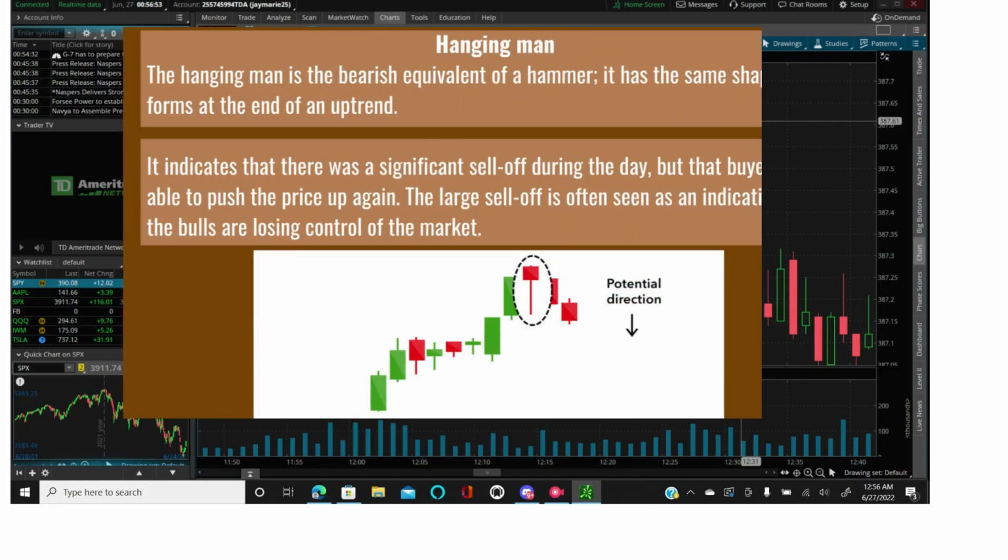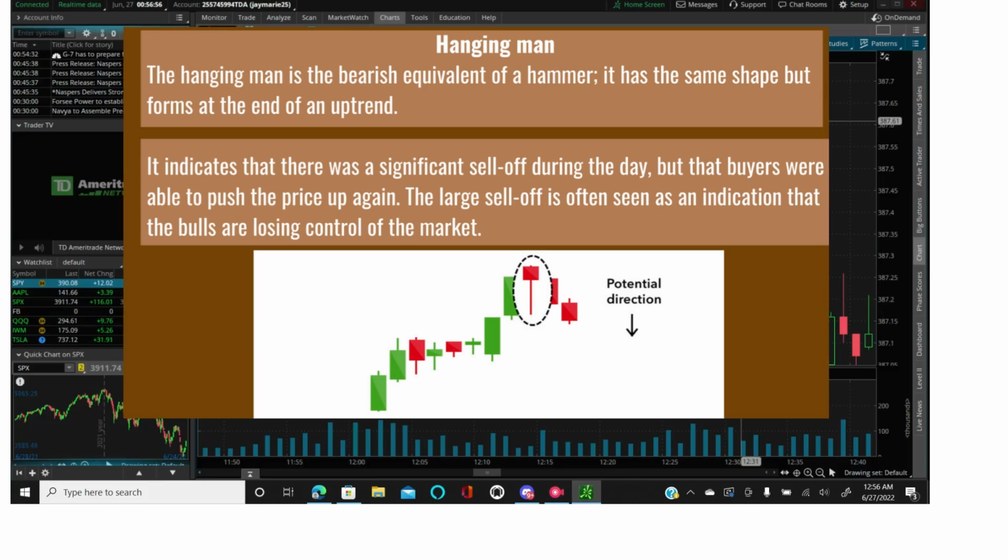Another bearish candle would be the hanging man. The hanging man is the bearish equivalent of a hammer. It has the same shape but forms at the end of an uptrend. Just like the hammer was bullish and we talked about that happening at the support line, this is the same thing. It's red and it happens at a resistance line. Again, the stock was in an uptrend, then this hanging man forms, which alerts traders that the stock is going to potentially reverse to the downside. They're going to sell their position, or they're going to enter a bearish position.